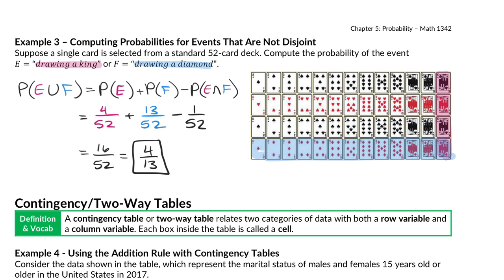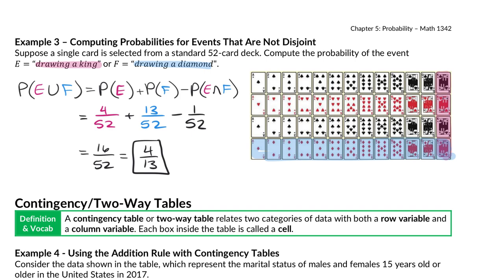We have to remember that for these non-disjoint events, when they have things in common, we would be double counting the diamond king unless we got rid of one of them. That's what we're doing: we're getting rid of the fact that we would double count that diamond king on both the diamond count and the king count. We're getting rid of one of the overlap. Yes? Questions?